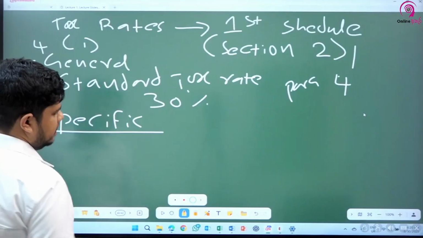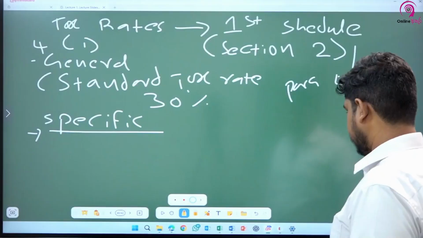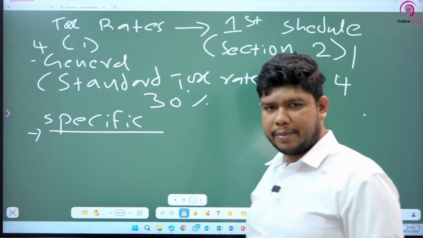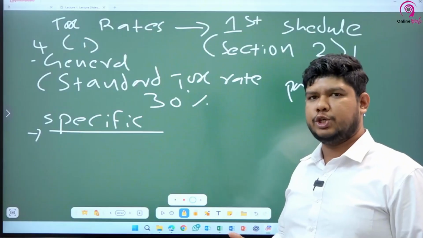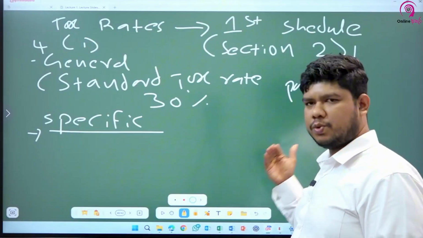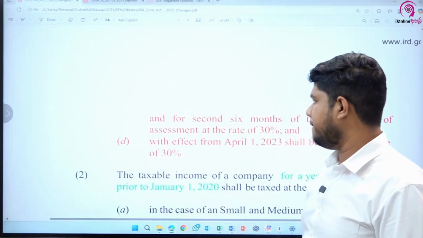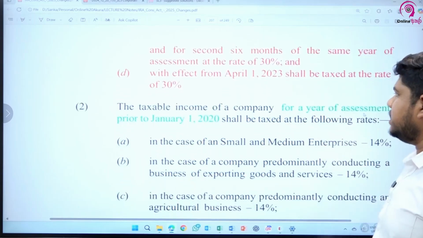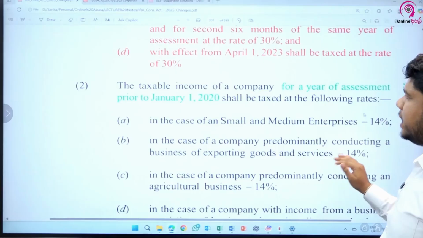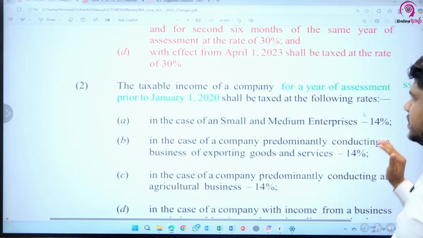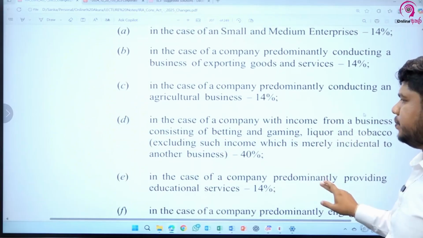Then comes specific circumstances, specific rates, right? Let's see what the specific rates are. So I am explaining in detail that our method of teaching you is to first go through questions, then explain each section in detail, right? Now these are the specific provisions. The taxable income of a company for a year of assessment prior to January 2022. So it's not relevant for now.